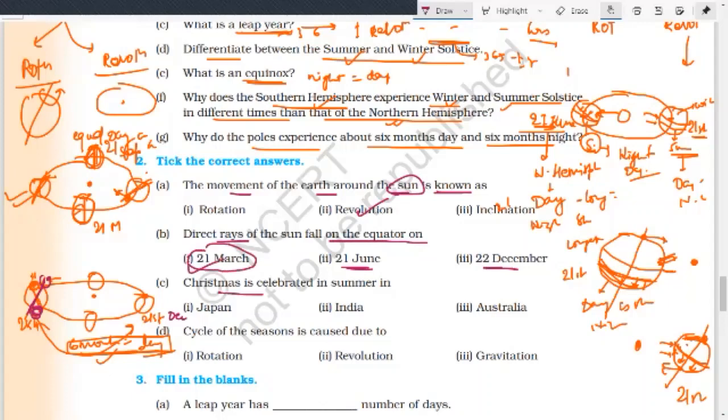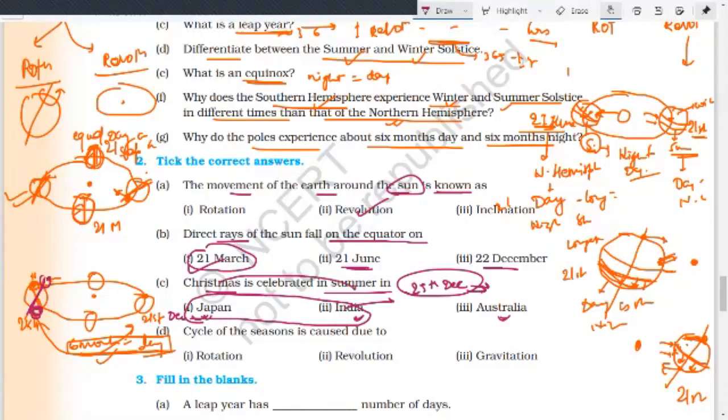Christmas is celebrated in summer in which place? Christmas is celebrated on 25th December. Now you have to think: 21st December is a summer day in which hemisphere? India is in the northern hemisphere. Australia is in the southern hemisphere, and Japan is also in the northern hemisphere. So the northern hemisphere faces winter on 25th December, but Christmas is in summer, so it will be only Australia.